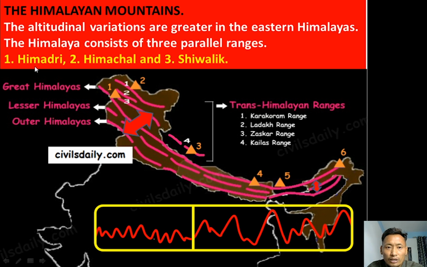So the Himalayan mountain consists of 3 parallel ranges. They are Himadri, Himachal, and Shivalik. Himadri, or we can say the Great Himalaya. The second one is Himachal Himalaya or Lesser Himalaya, and the third parallel range is called Outer Himalaya or the Shivalik.